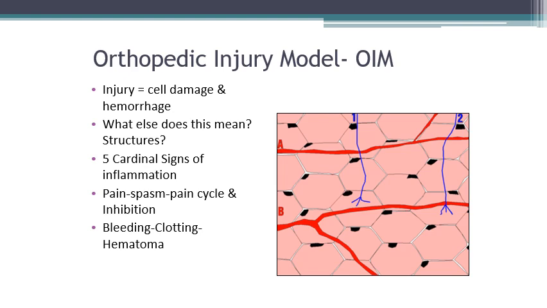And early on, you're going to get the bleeding. That's going to cause that clot formation. We talked about prothrombin turning into thrombin, and that creates your clot. We're going to talk about that a little bit here. Even the clot formation, in the hematoma that forms, could contribute to pain, because it's going to put pressure on that area and continue that pain, spasm, pain cycle.